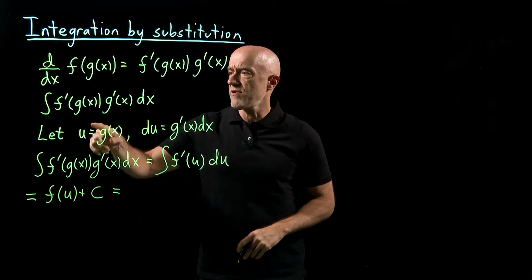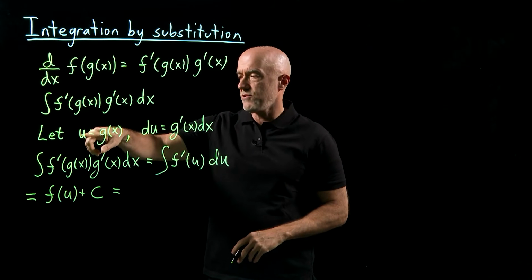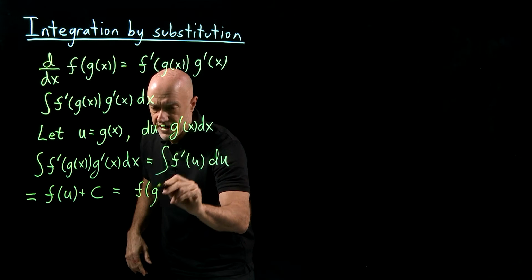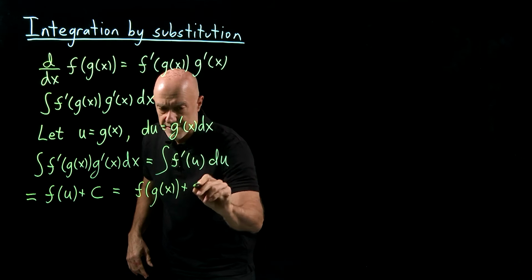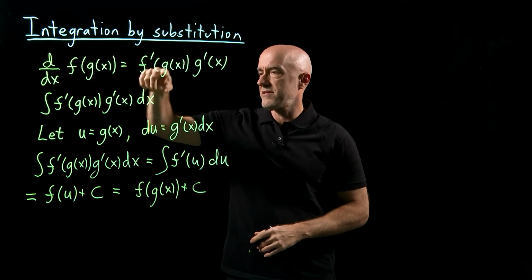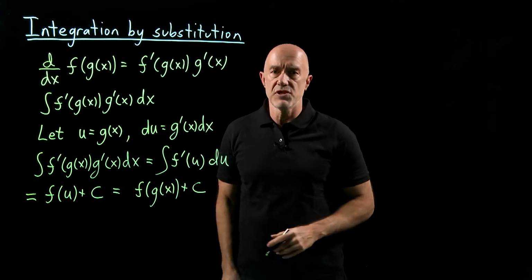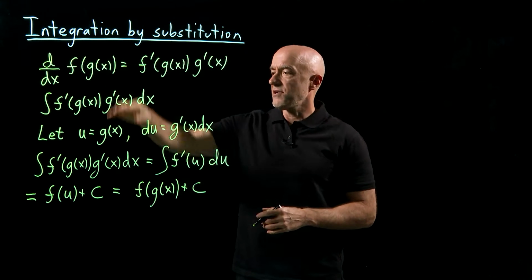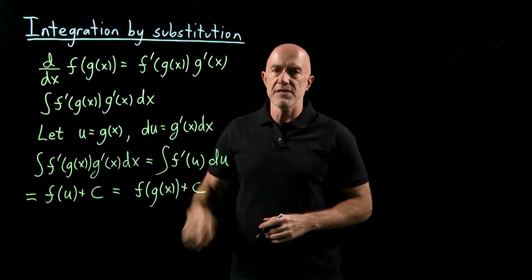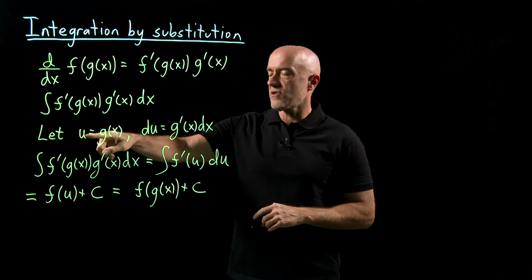And at this point we want to have the indefinite integral in terms of x. So we can substitute back u equals g of x. So that becomes f of g of x plus a constant, which we knew was the correct answer because this integrand here is just the derivative of f of g of x. Okay, so this method, integration by substitution, gives us a procedure to integrate. We have to be a little bit clever because we have to identify the correct u.